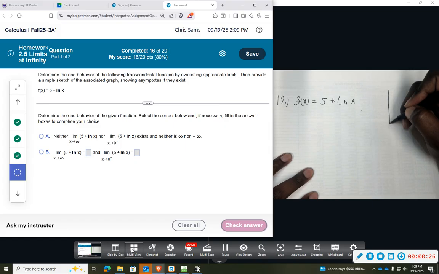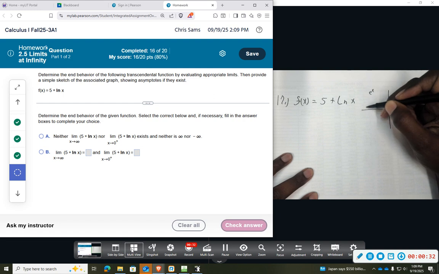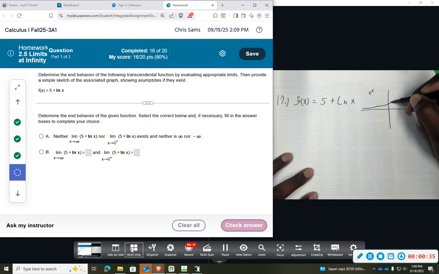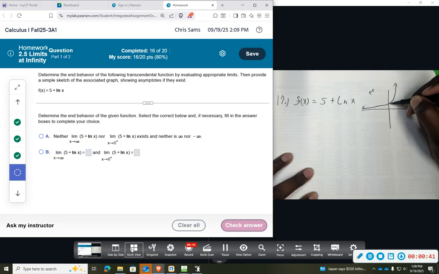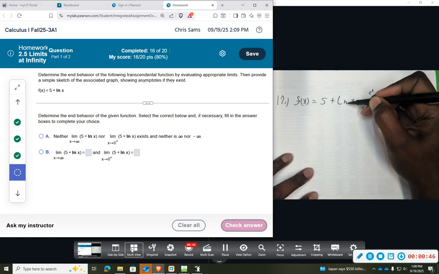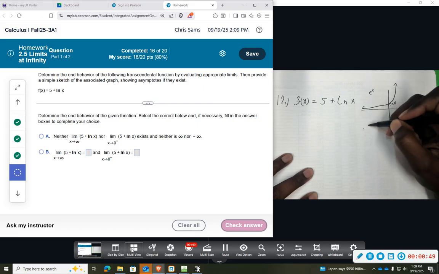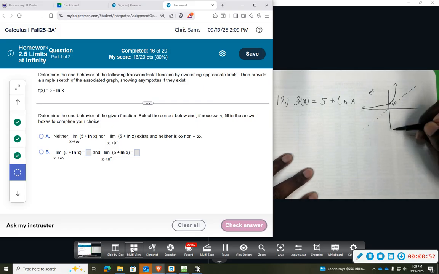If you recall, e to the x is this exponential growth function. It crosses at 0, 1. Natural log is the inverse. If you think about the dotted line y equals x, this graph is a mirror image, and so it curves up and crosses and goes this way. And traditionally crosses at 1, 0. So if you flip-flop x and y.